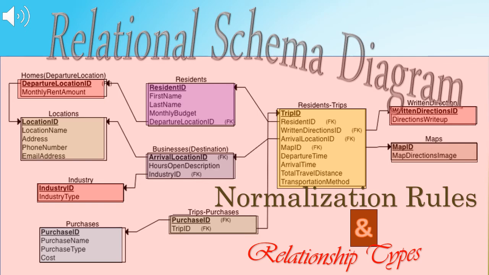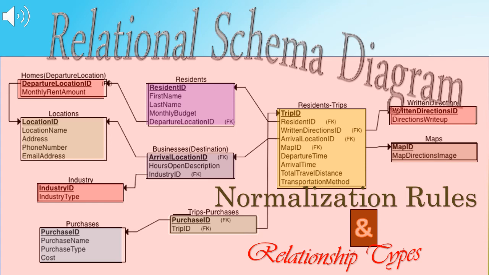And then the trips purchases table, there are no attributes within the table, so it automatically satisfies second and third normal form. And the whole reason why the table was created was to eliminate repeating groups in the purchases and trips table, and there are no other tables with the same name, so this table satisfies first normal form.